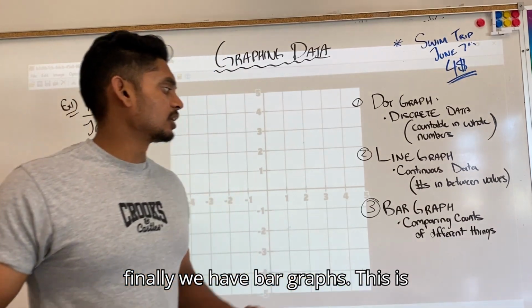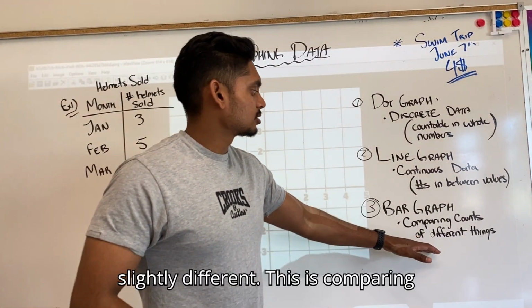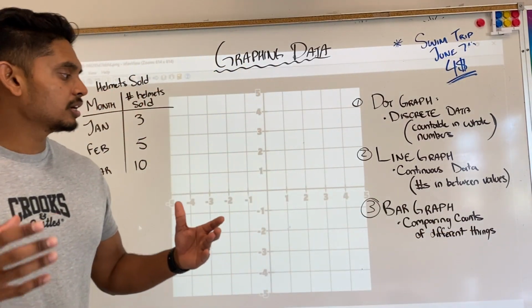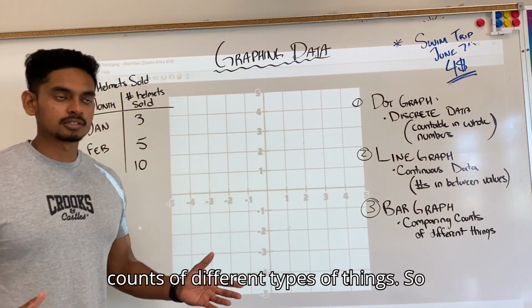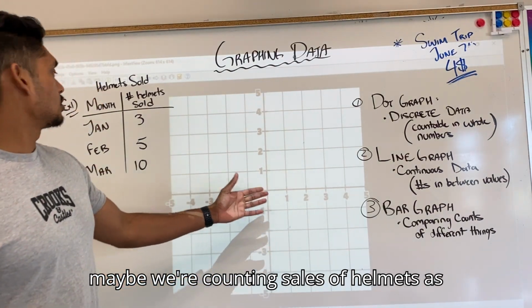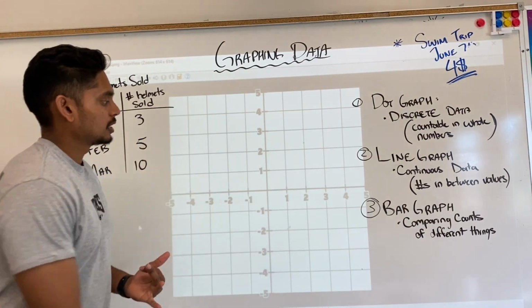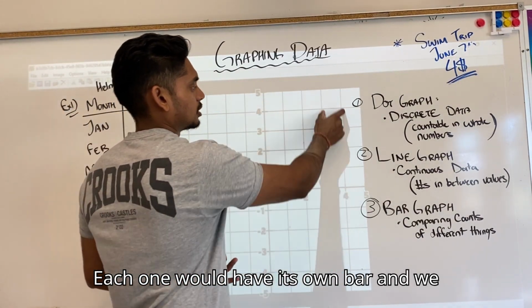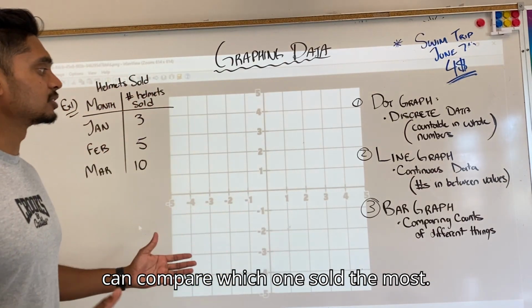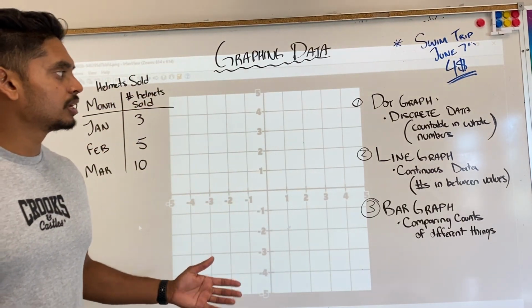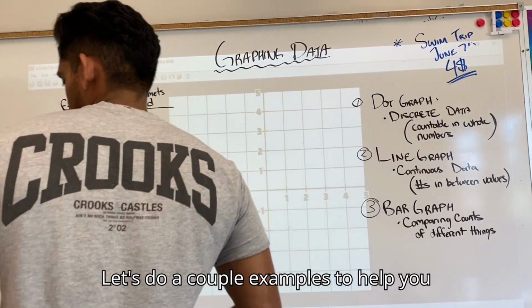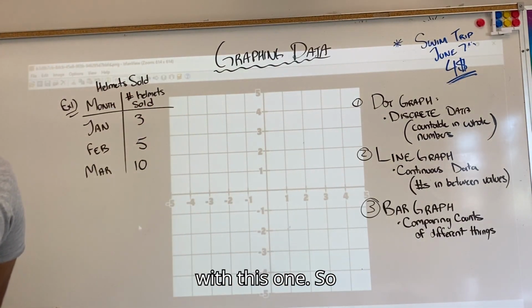Finally, we have bar graphs. This is slightly different. This is comparing counts of different types of things. So maybe we're counting sales of helmets as well as stickers and candy. Each one would have its own bar, and we can compare which one sold the most. Let's do a couple examples to help you with this one.